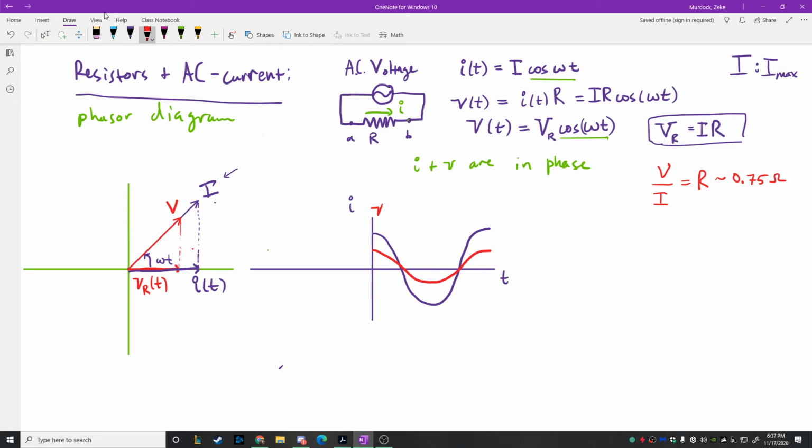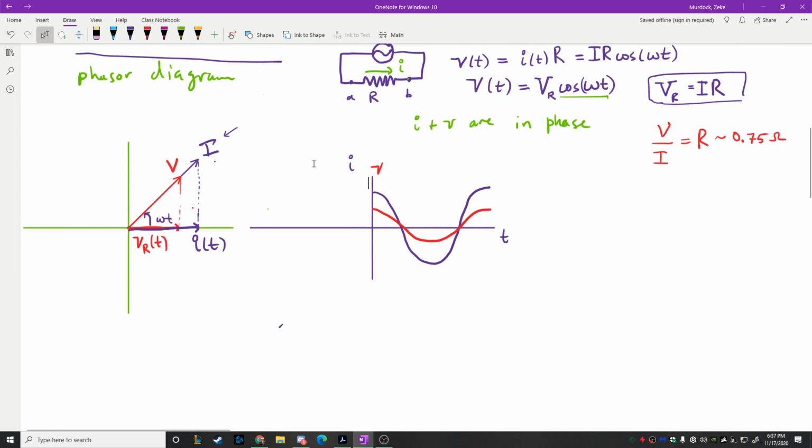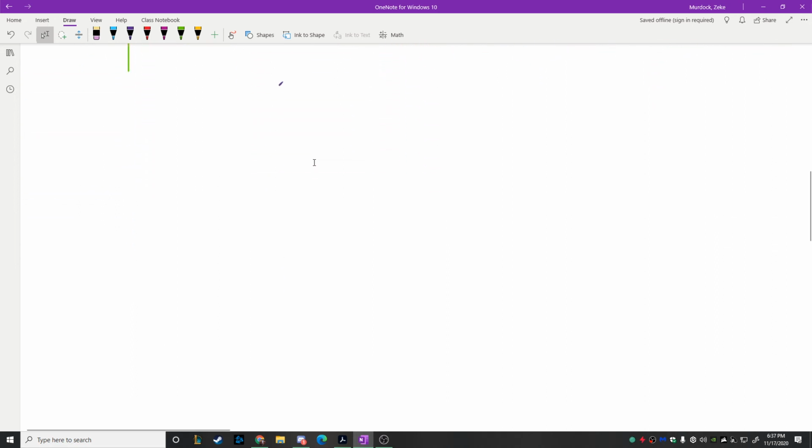We could do a problem here, but I really don't think it's very useful. Oh yeah, we don't have a problem for the resistor one. I do have a problem for the inductor one, but I don't think we'll do it. Okay, so next we do inductors.